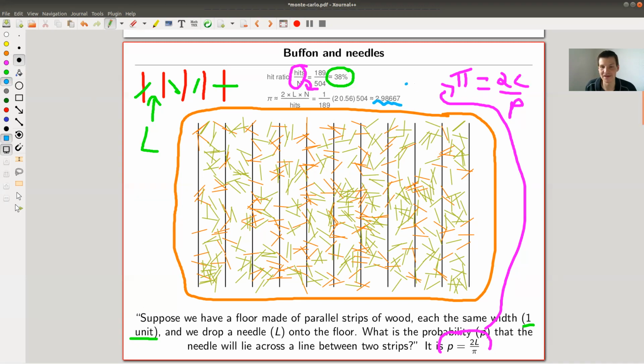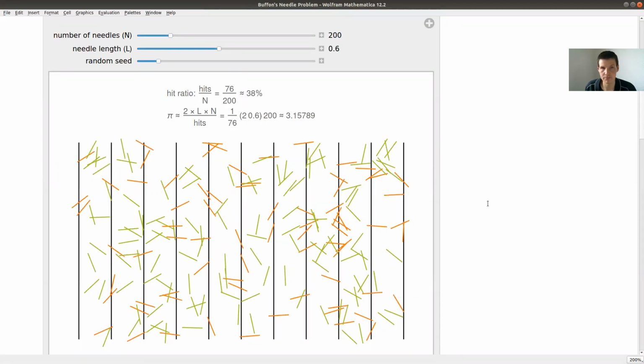So pi in this example is roughly 3, okay? Let me show you how this works and what the Monte Carlo method is with respect to Buffon's needle. So here is the same problem again, right?